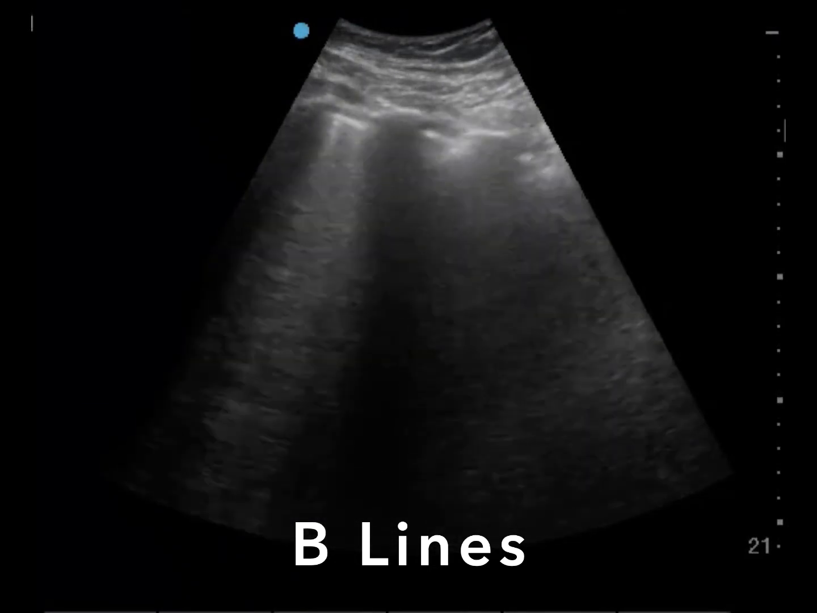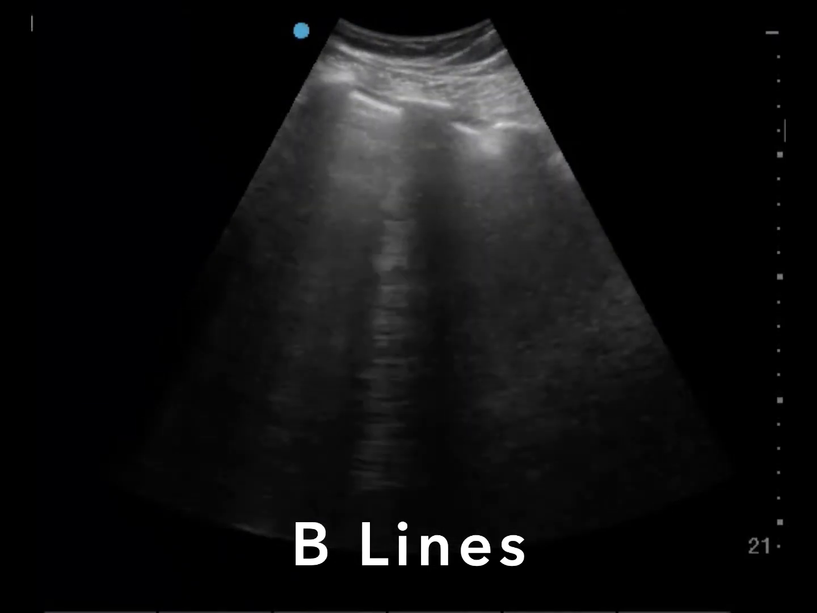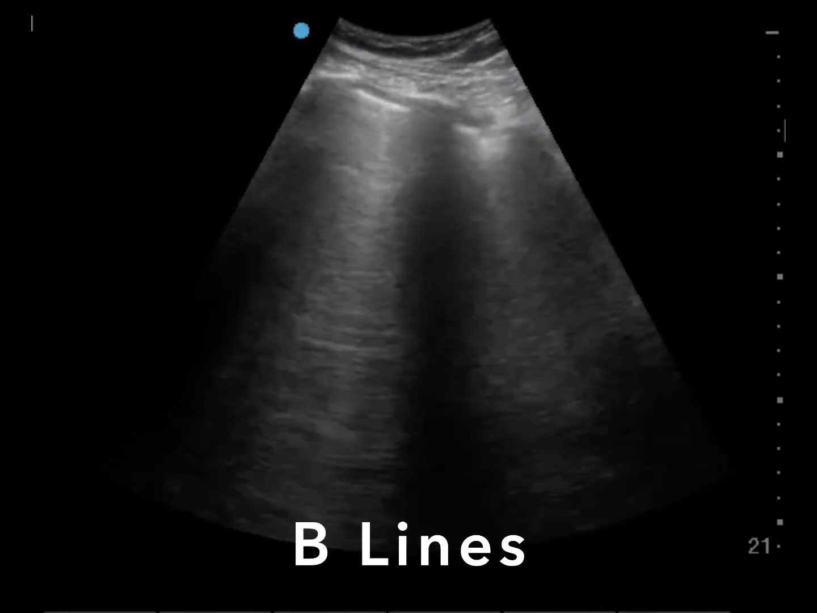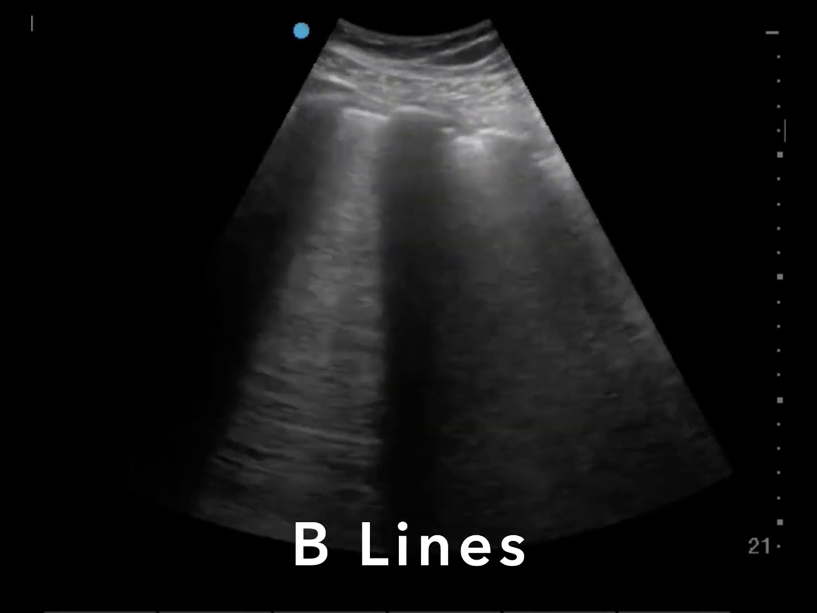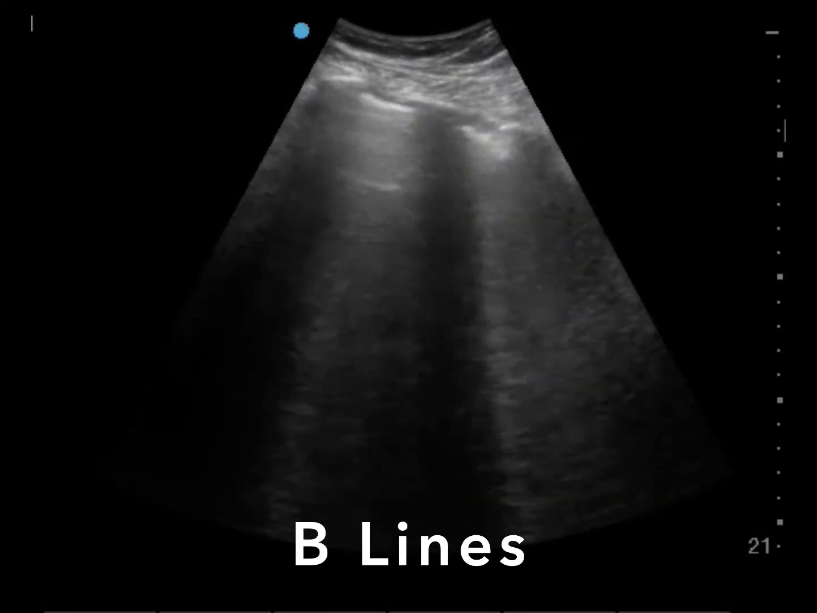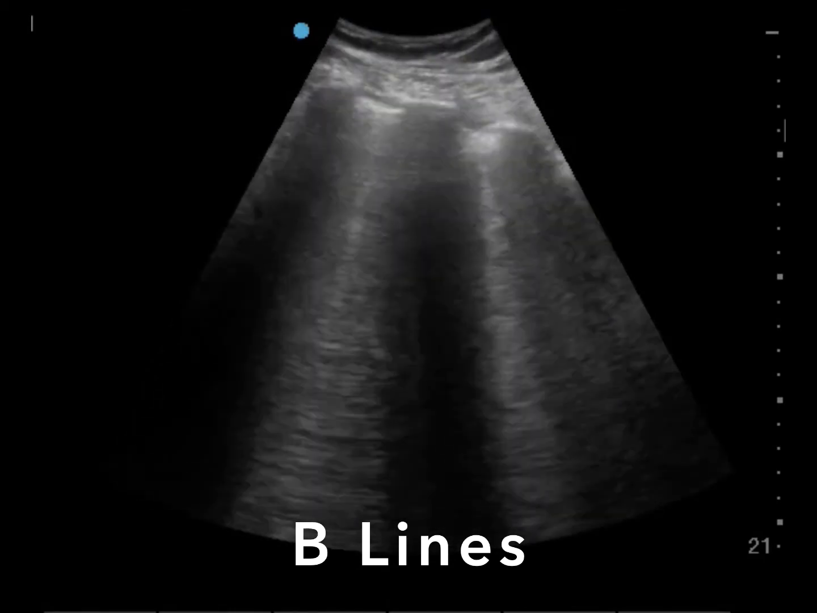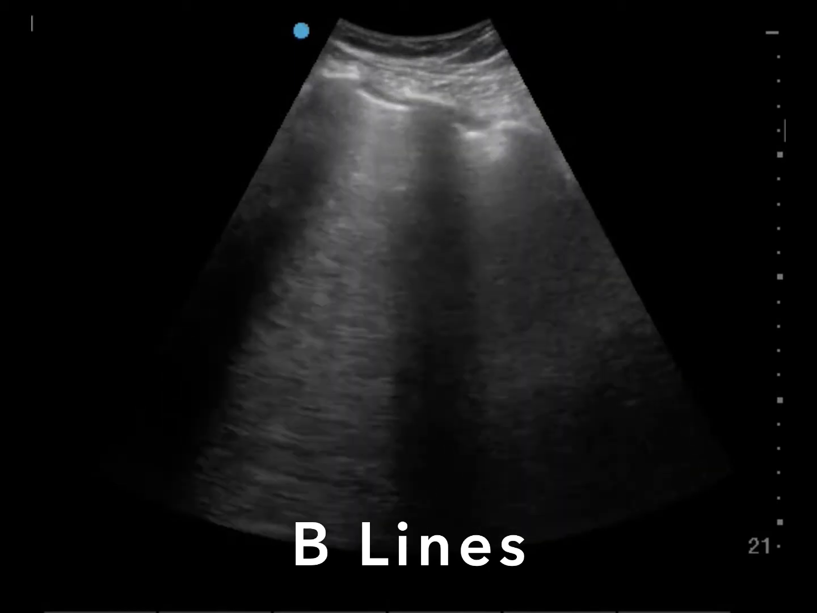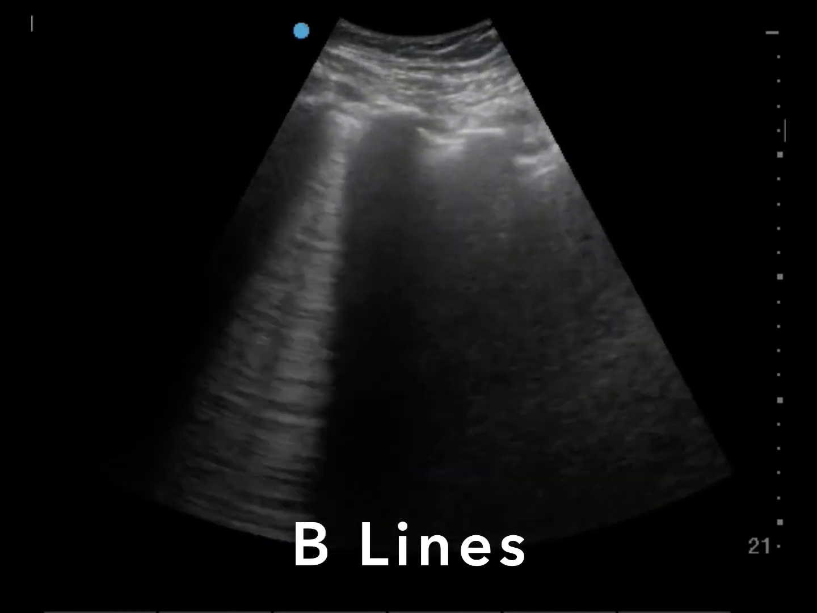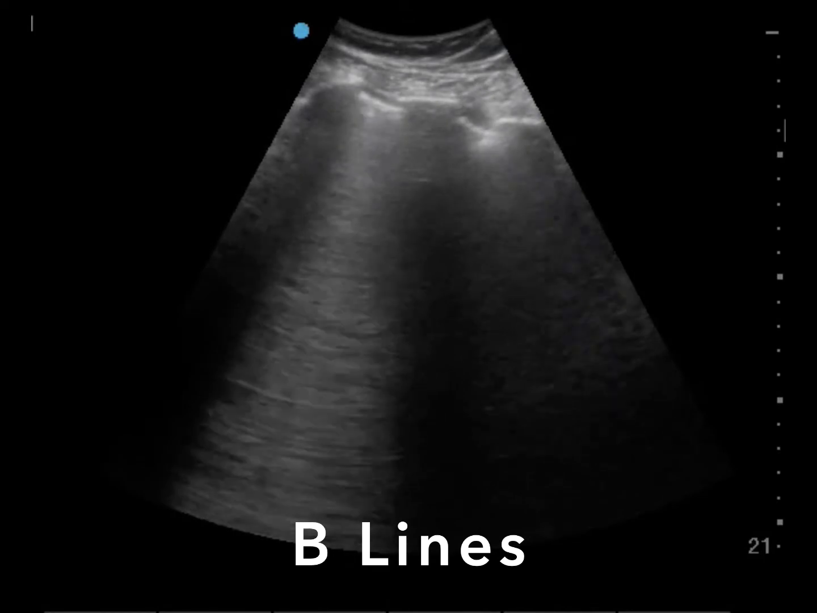Here's another example of B-lines. The most common cause of B-lines is pulmonary edema, but they can also be caused by infection, pneumonitis, pulmonary hemorrhage, pulmonary fibrosis, interstitial lung disease, and ARDS. Patients are allowed to have an occasional isolated B-line in one or two lung zones, but having multiple B-lines in a single interspace is abnormal.